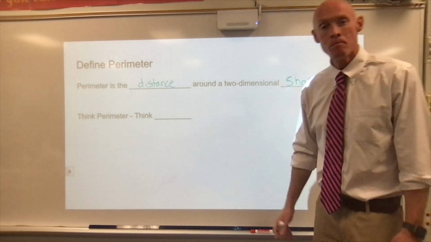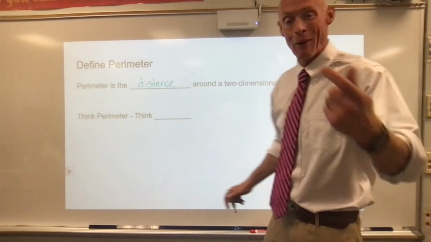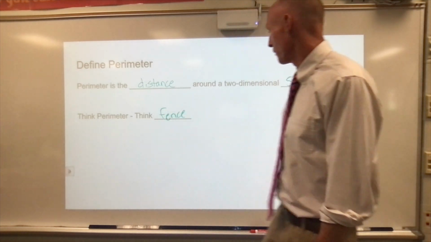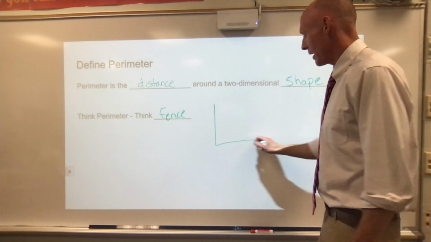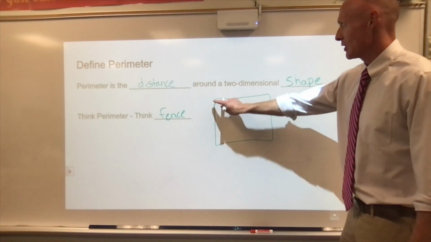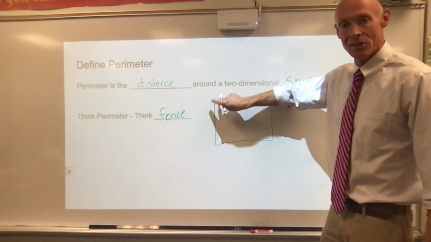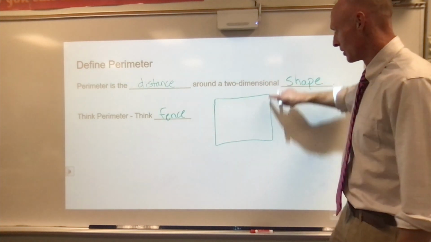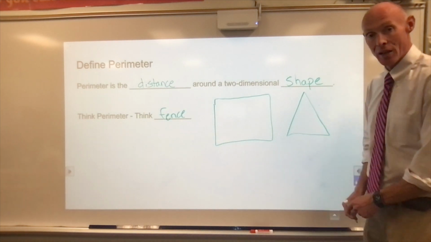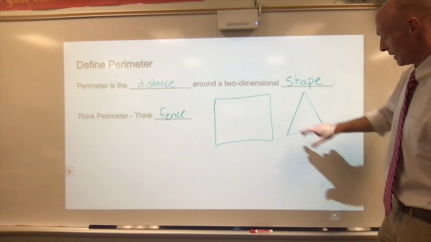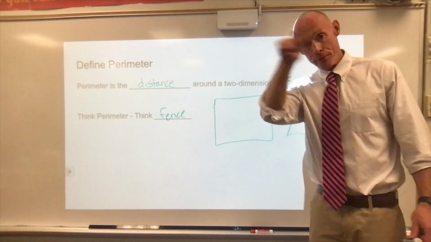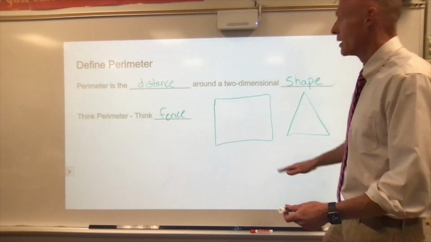Cool. When you think perimeter, I want you to think of a fence. Perfect. So let's say you have a square yard and that's your fence. This is the perimeter, the outside of the object. Cool? Two-dimensional shape. Perimeter is the distance around the object. So again, think of it like a fence on the outside of your yard.